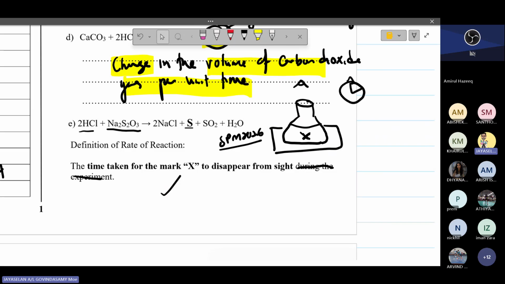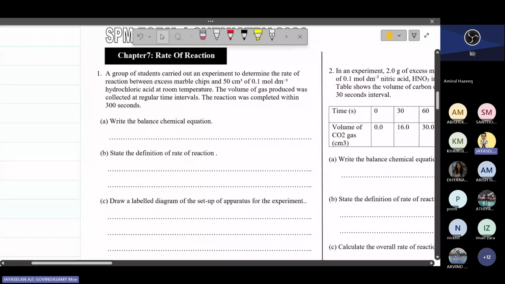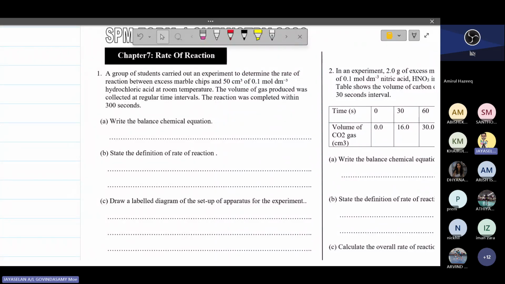One person angkat tangan, kita move on. Okay, we move on to next one. Okay, now look at the second paper. Second question. Okay, ini saya akan buat. The next one you all do and send the answer to me.